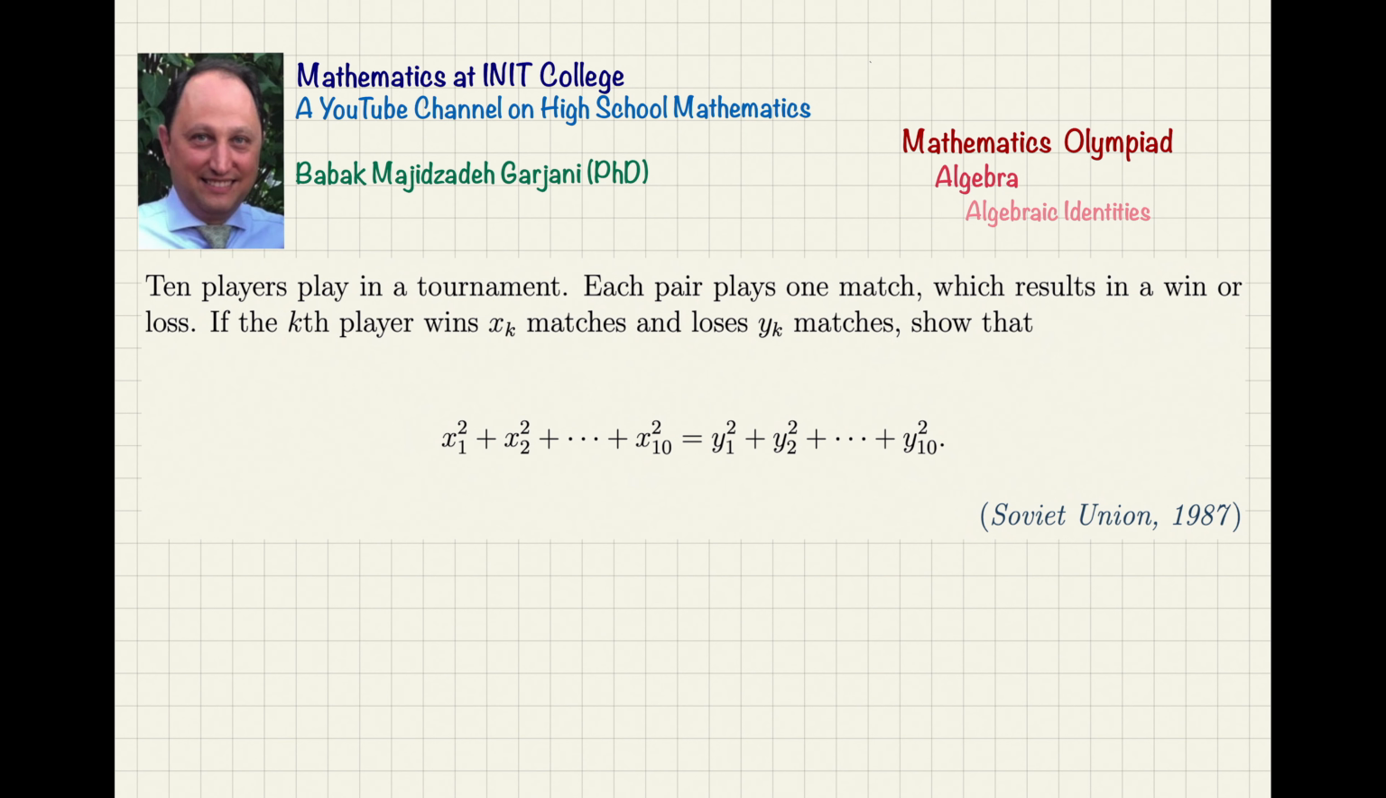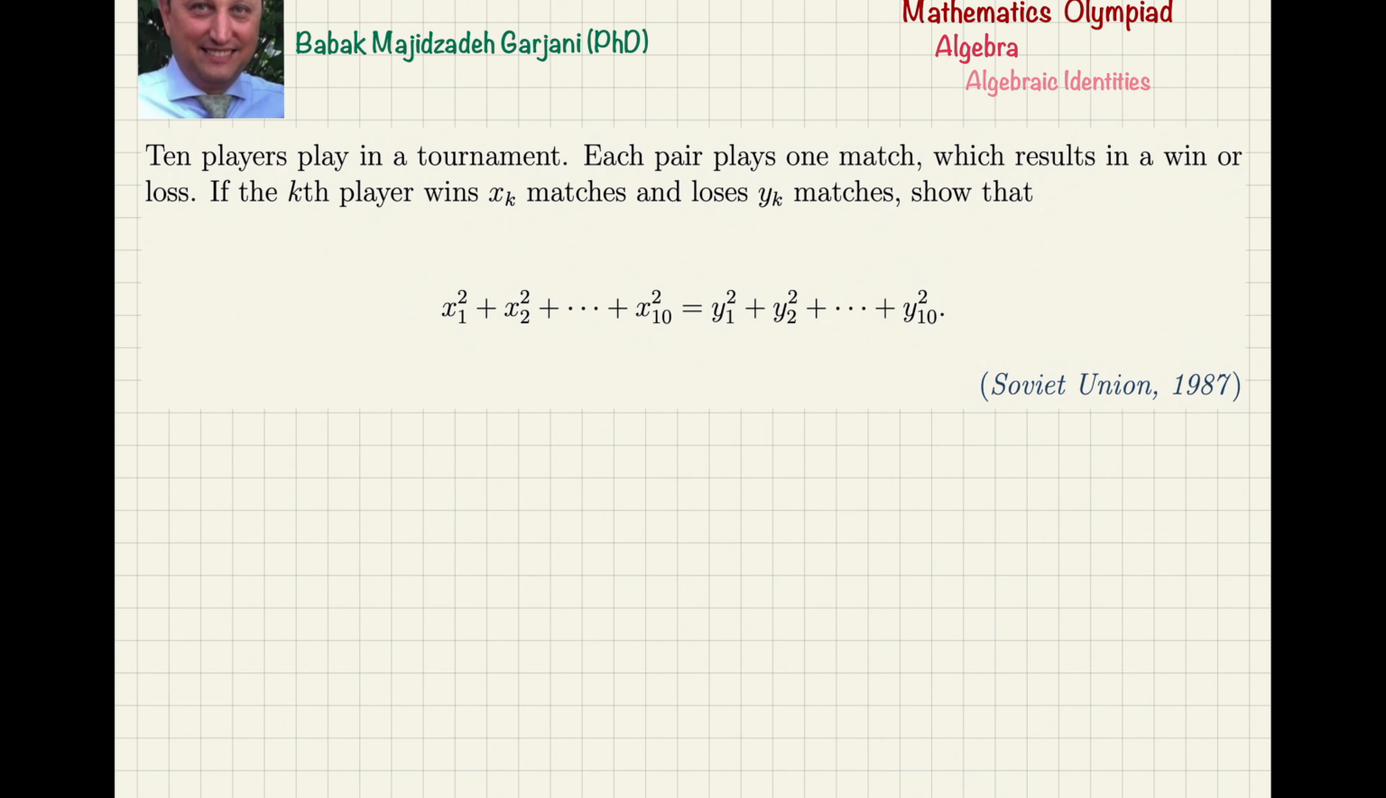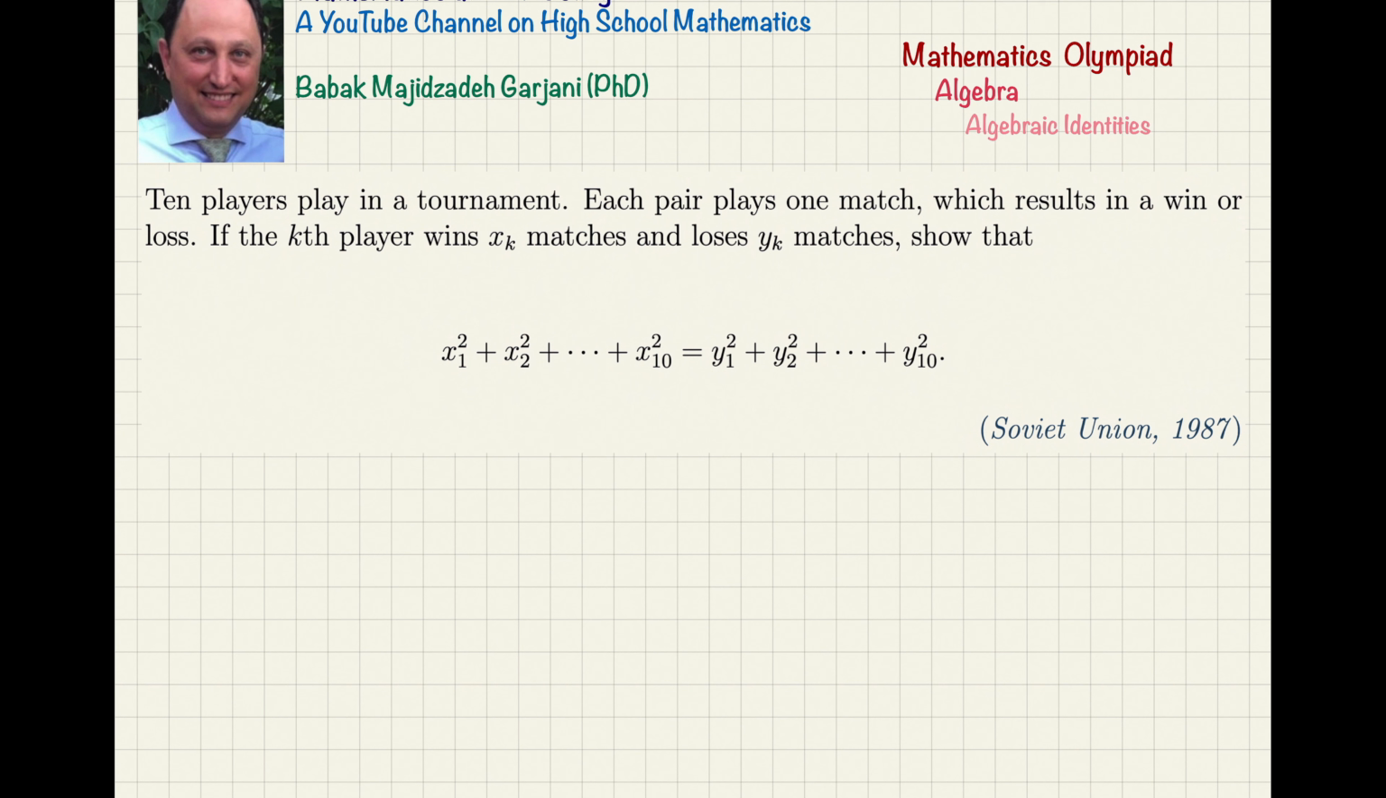So if you want to solve this problem, there are some things that I want to mention. First of all, I want to know how many matches in total there are. We know that each player plays with everyone else. So player number 1 plays 9 games, player number 2 also plays 9 games, and so on until player number 10, who also plays 9 games.